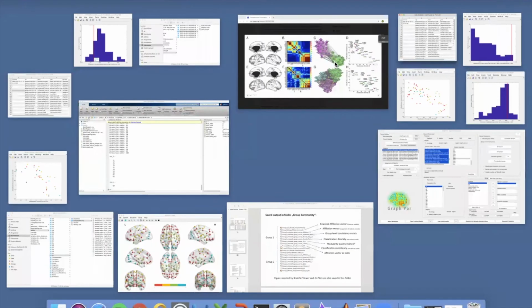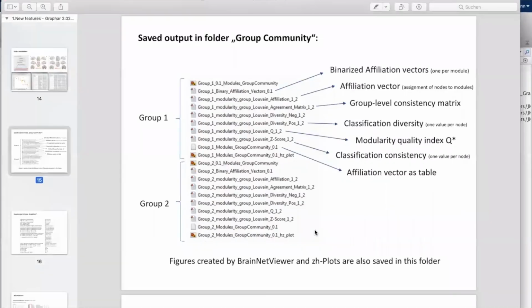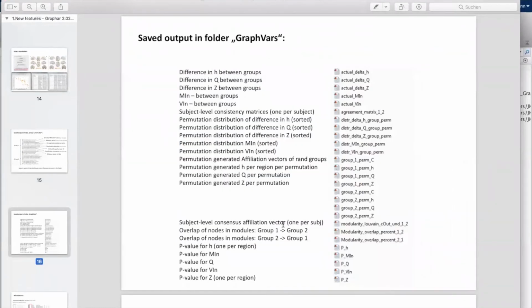but we can do this based on the overlap of nodes with respect to the module. And I'm going to show you this here in this little presentation in the output file. So this is saved in the output folder GraphVars in your respective own workspace. And here we run a script which will compute the overlap of nodes in the modules seen from the position of group 1 to group 2, and overlap of nodes in the modules from group 2 to group 1.